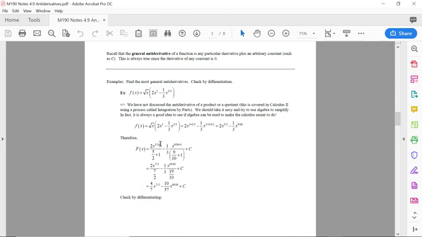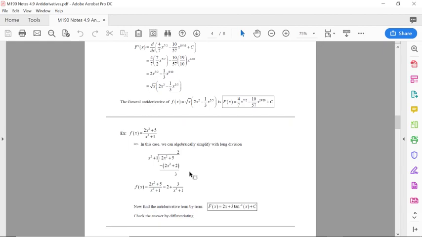We add 1 to the exponent, and then divide by the new exponent. And the constant gets factored out to the front in each case. Right? The coefficient gets factored out to the front. And then we need to simplify this. And the last thing to do is to tag on the plus c.